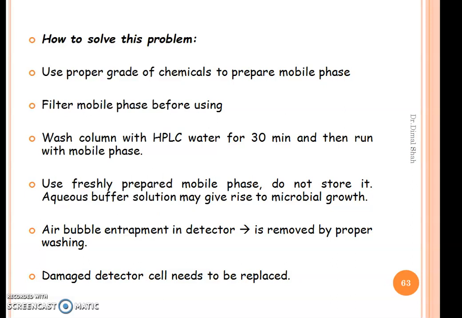Use the proper grade of chemicals to prepare the mobile phase. At least the solvent should be of HPLC grade and other chemicals should be of analytical reagent or extra pure grade. Filter the mobile phase before using. Even the sample should be filtered before you use it. Wash the column with HPLC water for 30 minutes and then run with the mobile phase. Use freshly prepared mobile phase. Do not store it, because aqueous buffer solution may give rise to microbial growth.